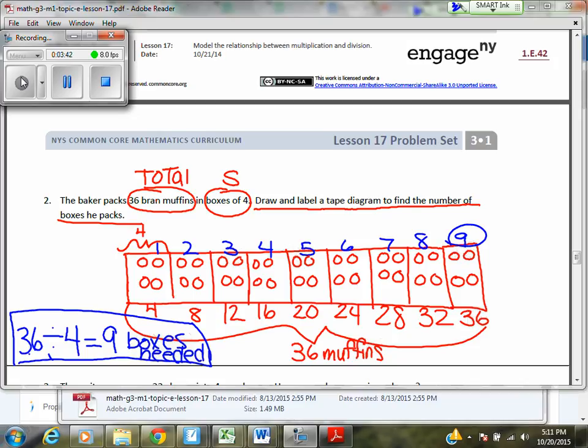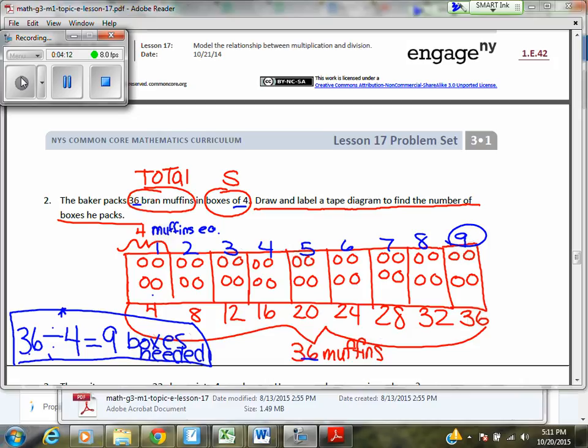Why do I think my answer is right? I have the same total down here that they told me I had. I have boxes of 4, like they said. I drew and labeled a tape diagram. My 36 muffins, my 4 up here, and I should say these are 4 muffins each. And then I found the number of boxes that he needed. At least that's what I think my answer is. This is my answer here in the box.